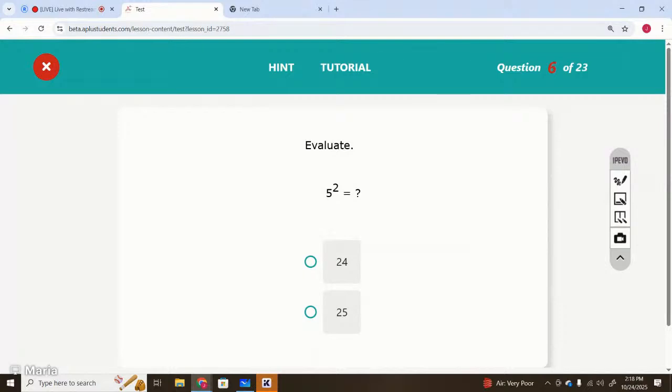5 square. That is 25. Option number 2 is the correct option.